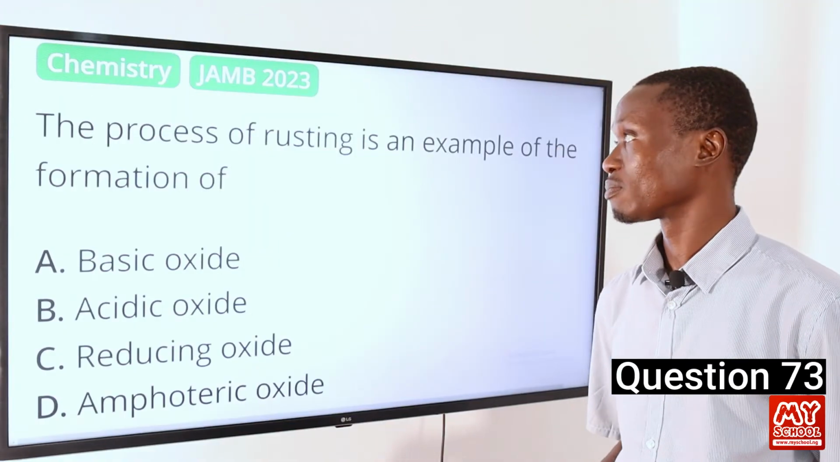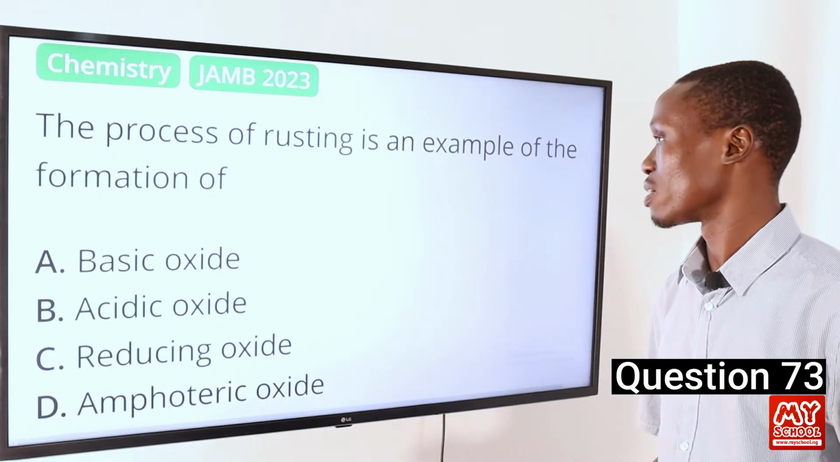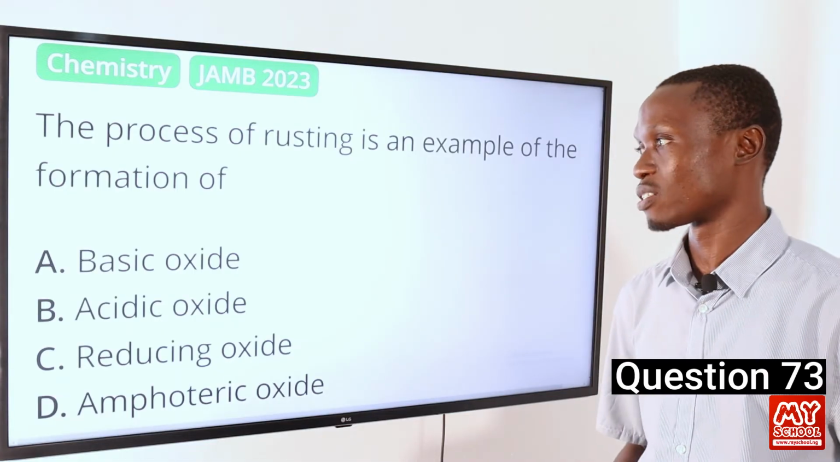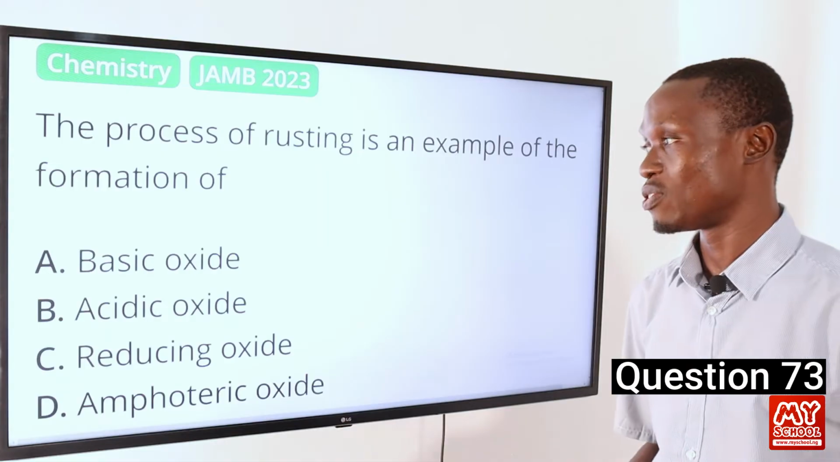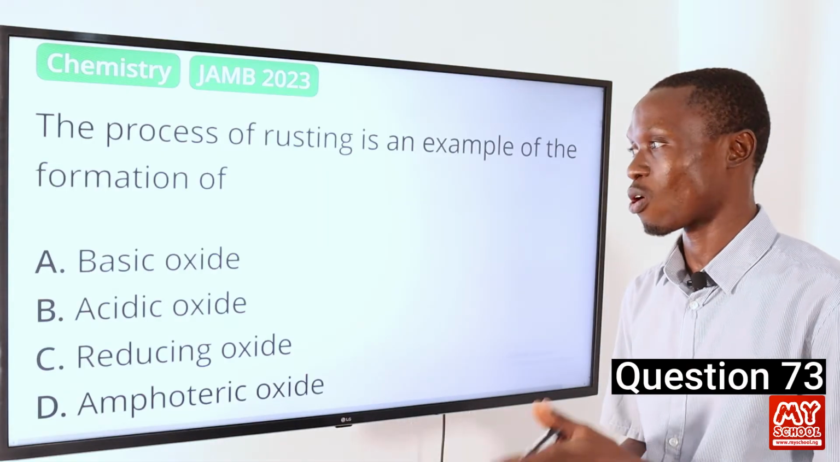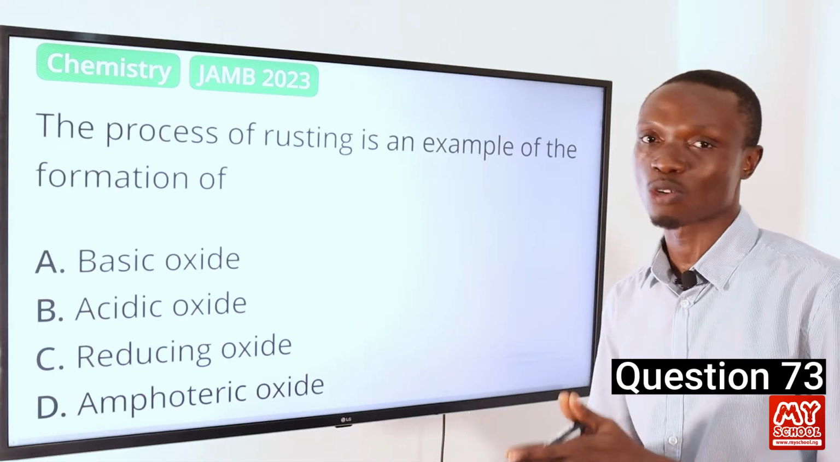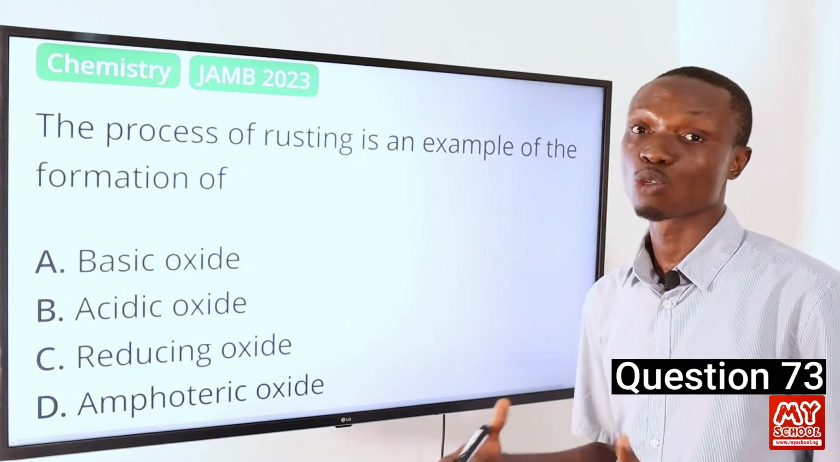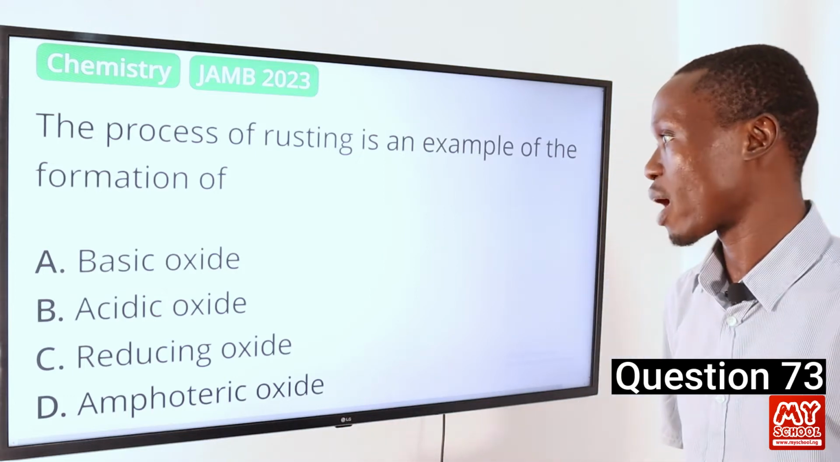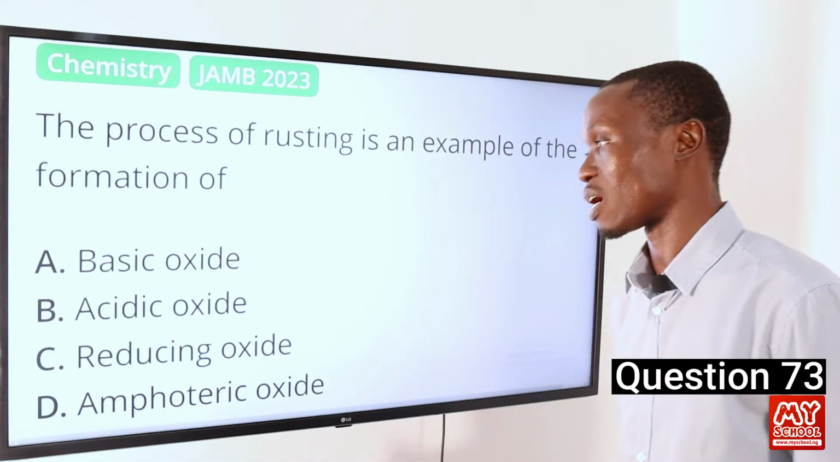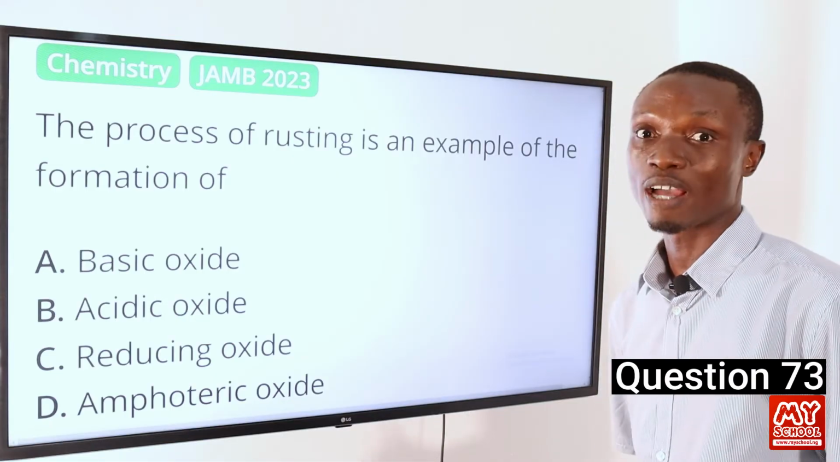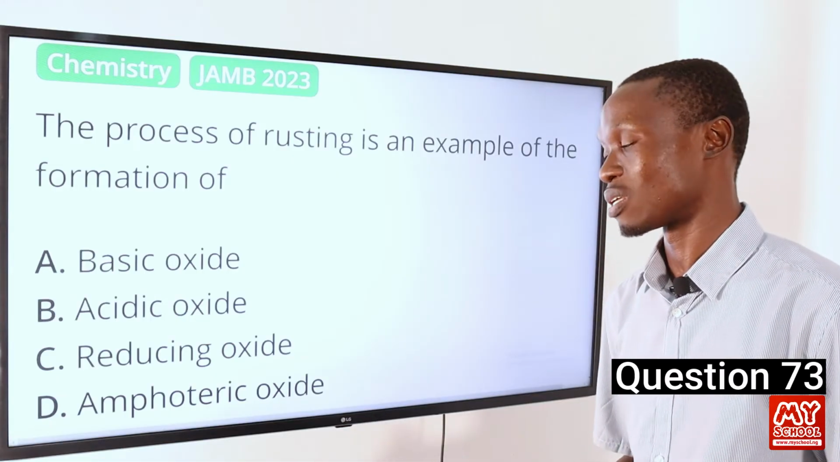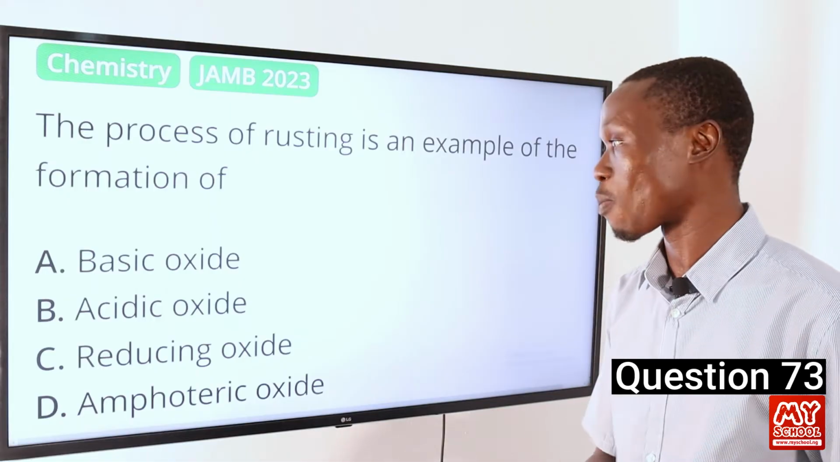Question 73. The process of rusting is an example of the formation of dash. So option A, we have basic oxides. Basic oxides are actually oxides of metals that react with water to form base. While B, we have acidic oxide. Acidic oxides are oxides of non-metals that also react with water to form acid.